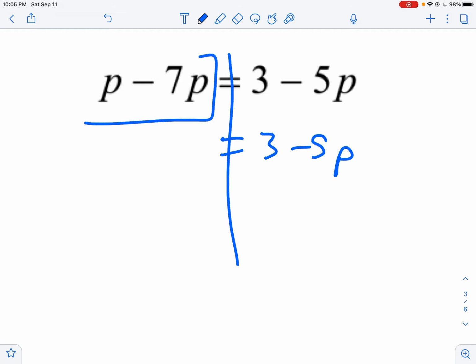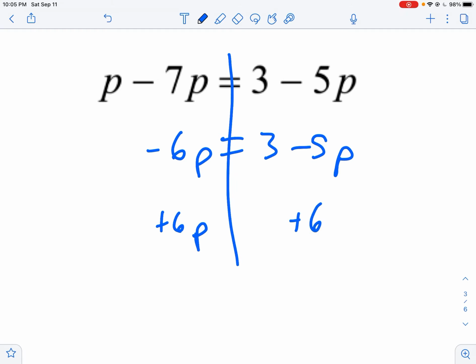Minus 5p. These can go together. P minus 7p gives me negative 6p. So now I have an equation here. It still has variables on both sides. I could choose to put all my variables on the right by adding 6p, but you don't have to do that. Instead, you can put all your variables on the left side.